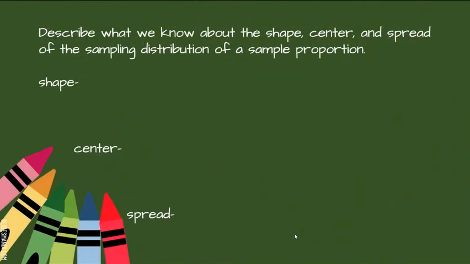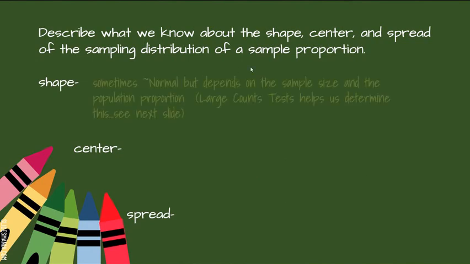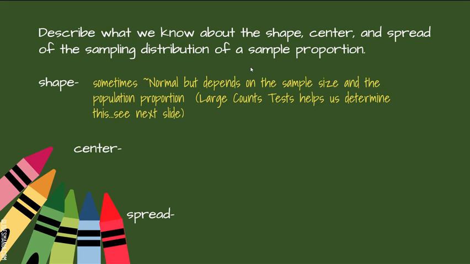So let's describe what we know about the shape, center, and spread of a sampling distribution of a sample proportion. The shape is sometimes approximately normal, but depends on the sample size and the population proportion. We're going to use our large counts test, which we learned about last unit, to help us determine this, and you'll see that on the next slide. So approximately normal, but it also depends on the sample size and the population proportion.